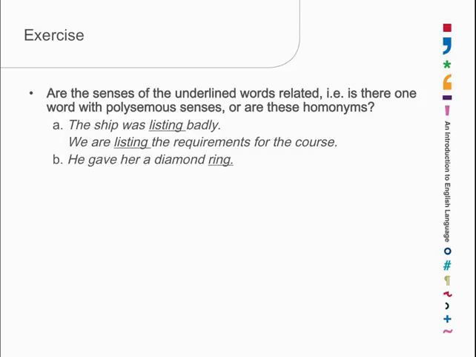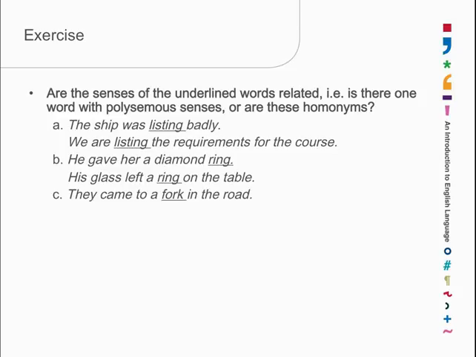He gave her a diamond ring. His glass left a ring on the table. Well, yes, they're both kind of round. They're sort of donut shaped. They've got a hole in the middle. And we can tell that they're similar in meaning. So they are probably one word and polysemous, more than one meaning.